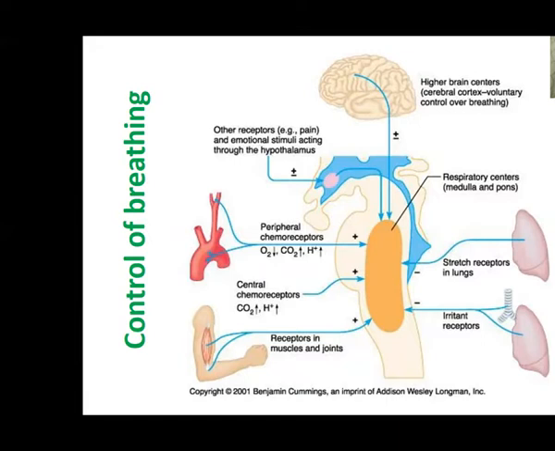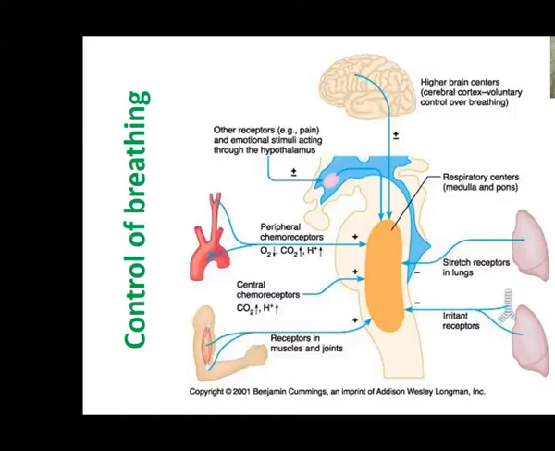The body wants to maintain carbon dioxide and pH in a very small range. You know that the normal value of pH is 7.35 to 7.45. Just less than a 1% change causes significant changes in your body. So the pH is very tightly controlled in your body.